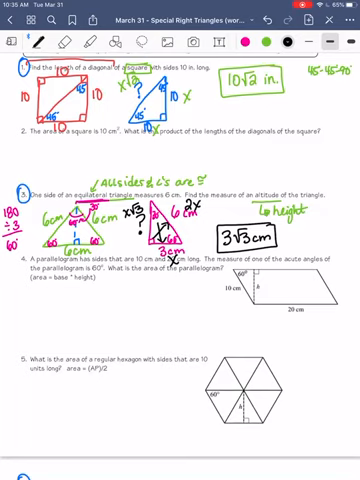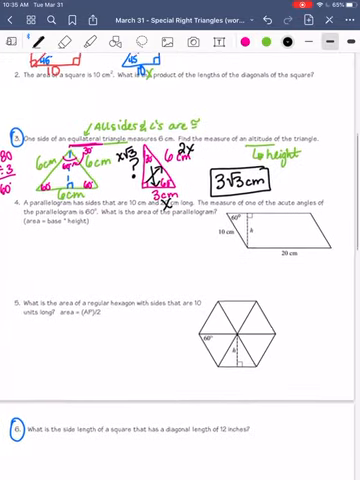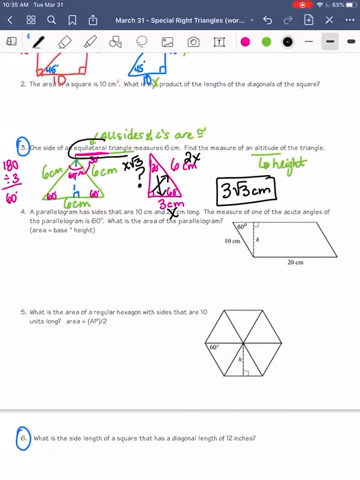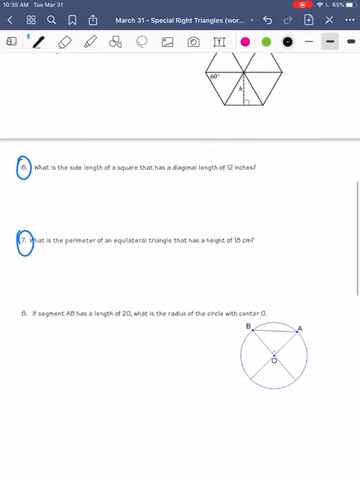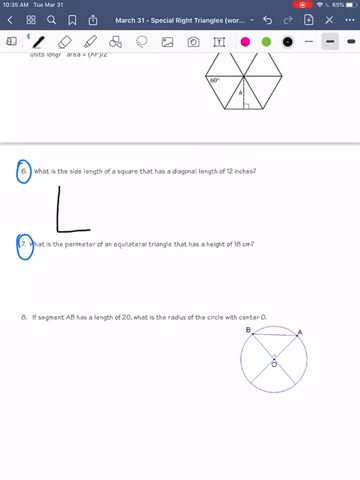Okay. All right, let's go on. Oh, so anyways, when you see the word equilateral triangle, you should automatically think 30, 60, 90. Okay. All right, so number 6 is talking about a square. So I'm going to draw a square again. And it says, what is the side length of a square that has a diagonal length of 12? So we know this length now, but we do not know these.